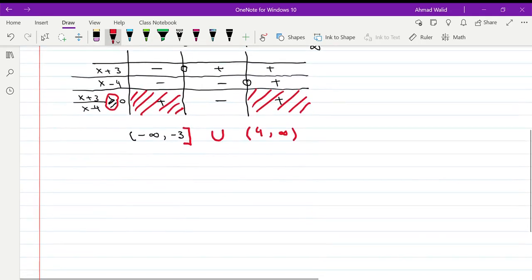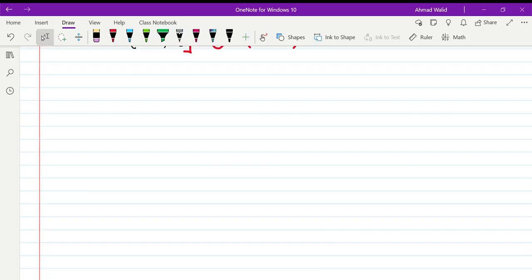I'll do another example also for you. Example 2. 2x plus 1 over x minus 1 minus 2 over x minus 3 less than 1. Some of them are longer. This one is a long one.